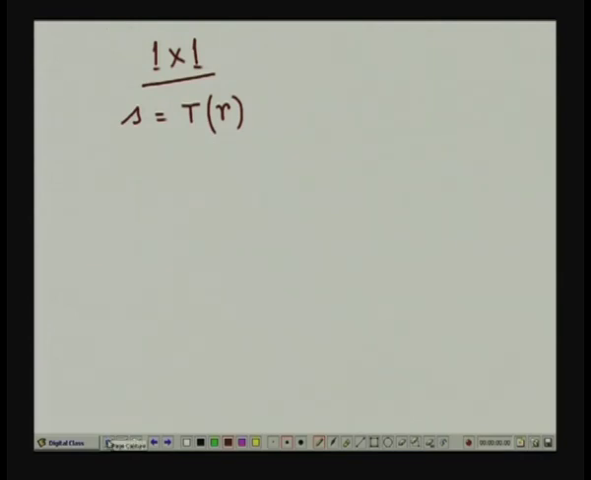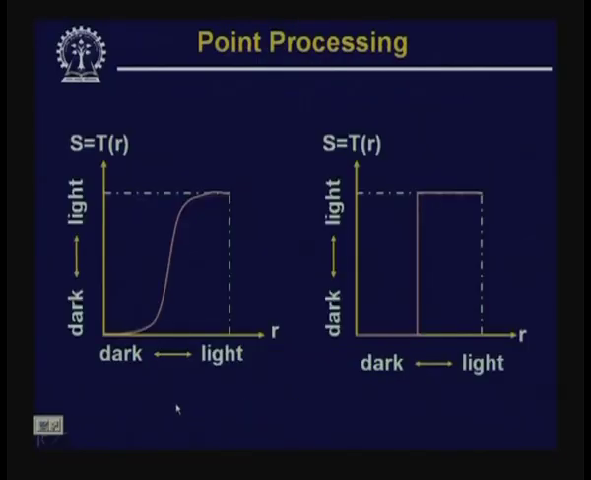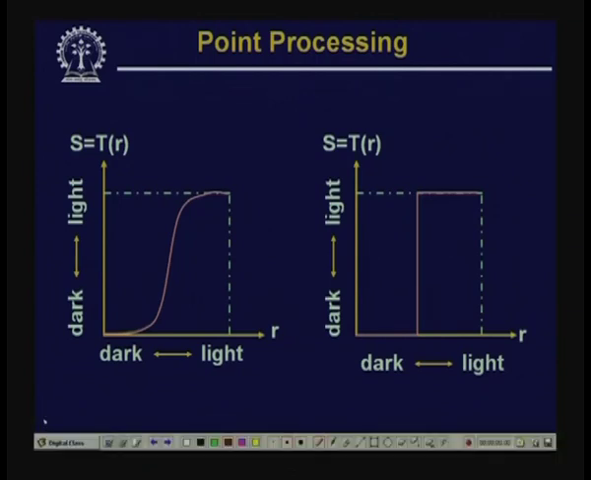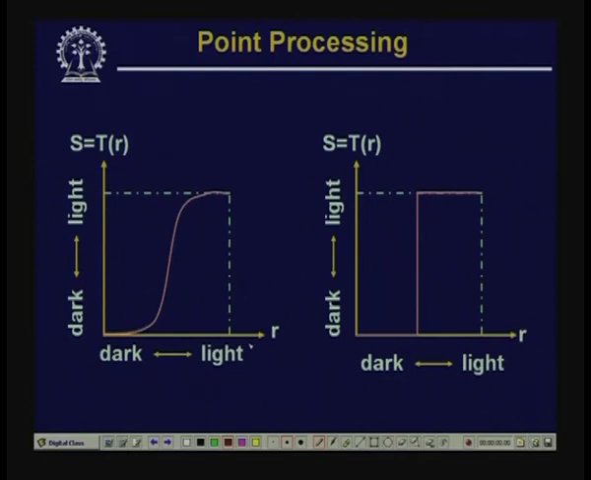Now, these transformation functions can be put in the form of these two figures. In this particular case, the first figure shows a transformation function where along the x axis, or the horizontal axis, we have put the intensity values r of the original image, and along the vertical axis we have put the intensity values of different pixels in the processed image g. Obviously they are related by s equal to T of r, and the transformation function is given by this particular curve.